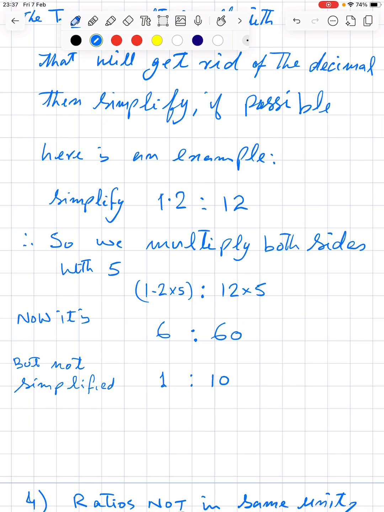Here is another example. Simplify 1.2 to 12. So 1.2 has got a decimal point, which is not good. So we multiply both sides with 5. 1.2 times 5 gives us 6, and 12 times 5 is 60. So the ratio has become 6 to 60. Now we can simplify it by dividing it with 6. And we come to an end, 1 to 10. So the final ratio is 1 to 10.